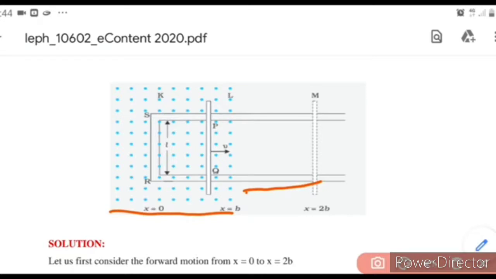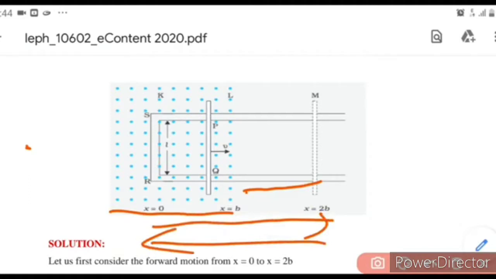And we are asked to find the expressions for induced EMF and the current, force experienced, and the power dissipated. And we are supposed to draw the graph showing all these quantities when it is moved from x equal to 0 to x equal to 2b. That means the conductor is moved from x equal to 0 in this way and backwards. For this movement, what are the changes in these physical quantities? That's what we have to find and plot as a graph.